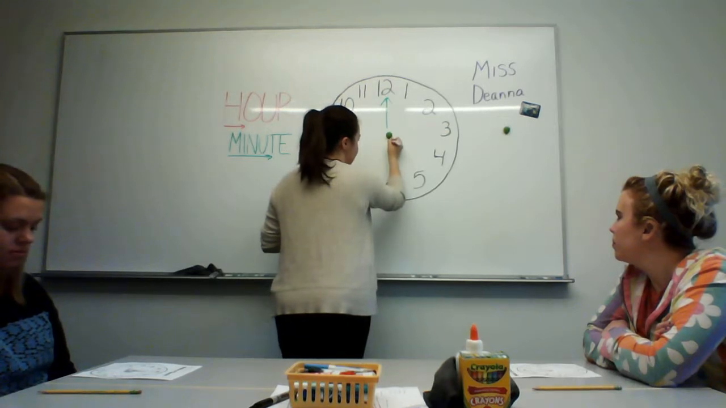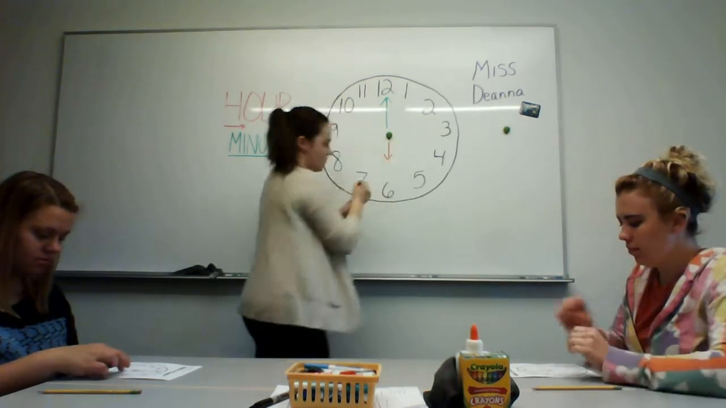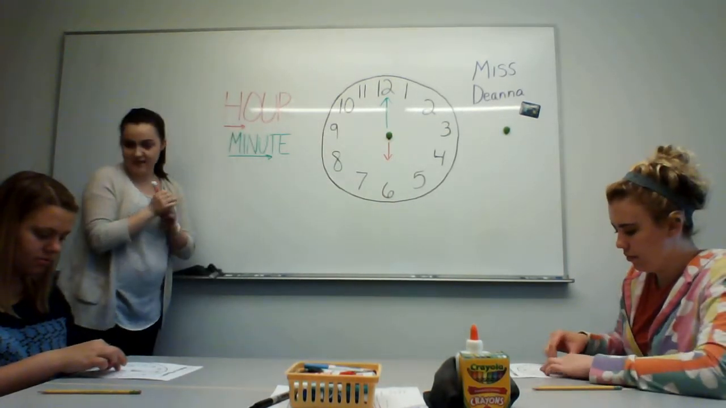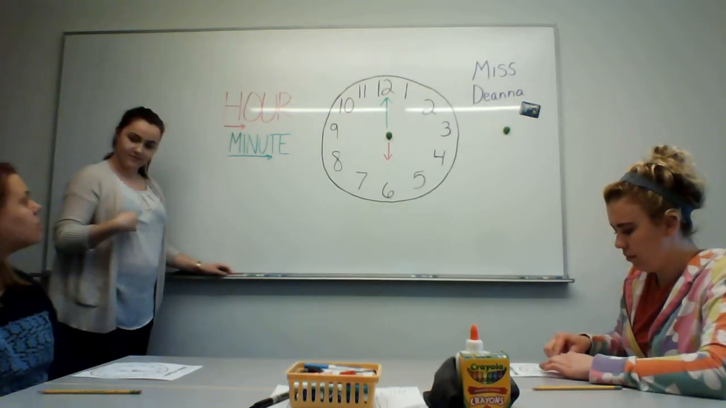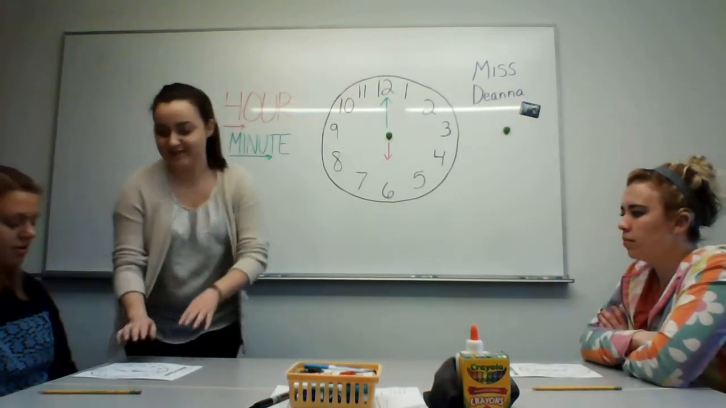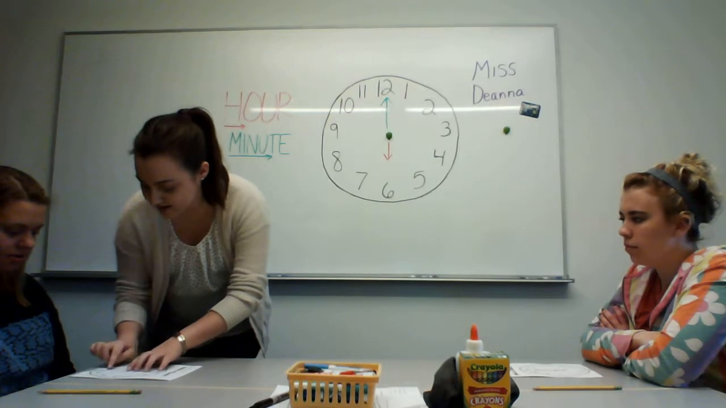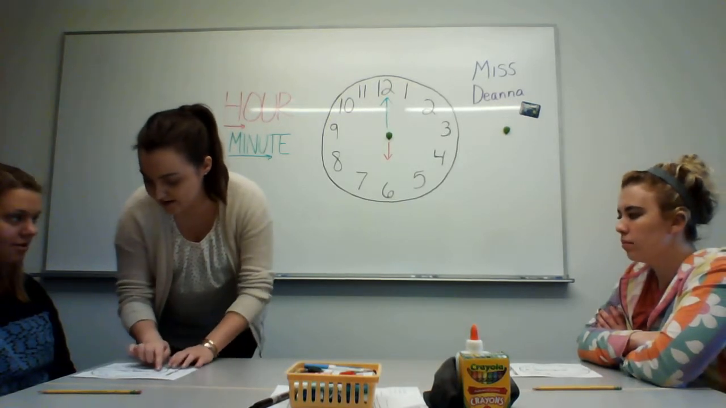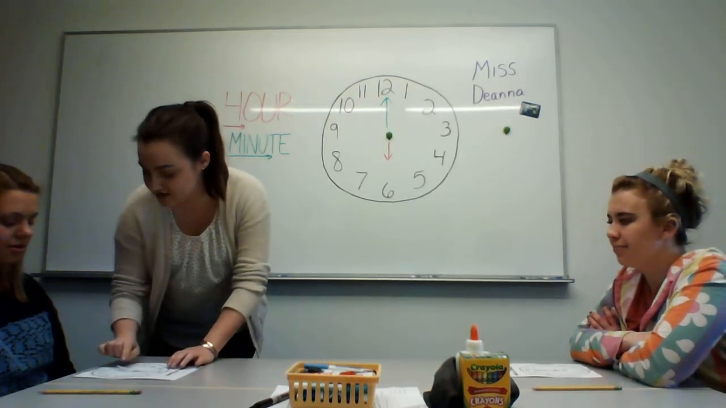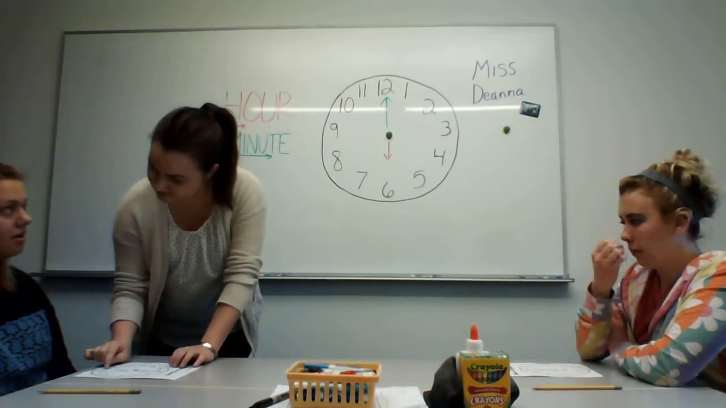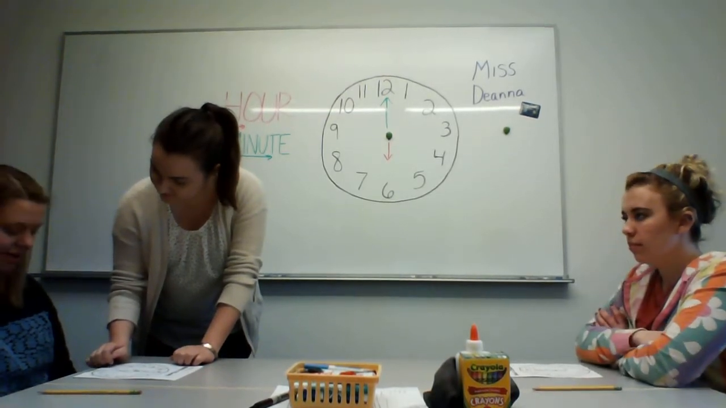Okay, so, Allison, if I were to change the hour hand from the 2 to, let's say, the 6, what would the name of that time be? 12 o'clock. No. So you see here that you have the short hand pointing at the 6 and the long hand pointing at the 12. So since the short hand's pointing there, you would say 6 o'clock. Oh, okay.